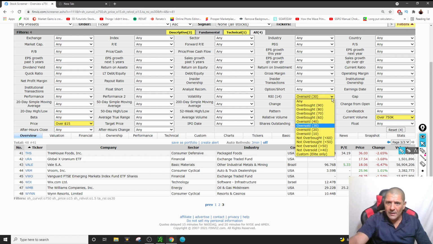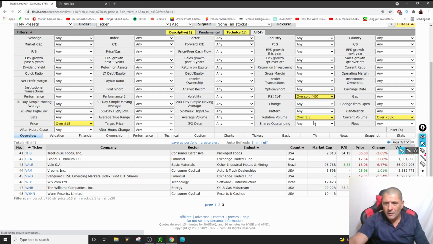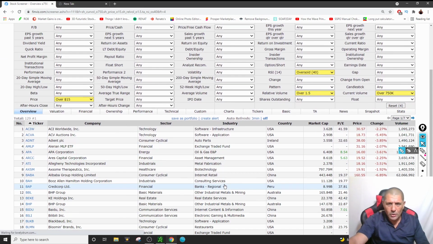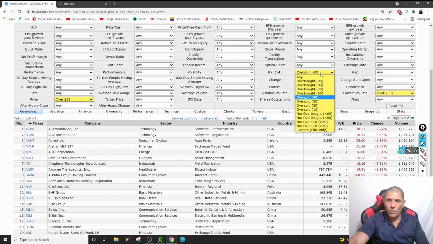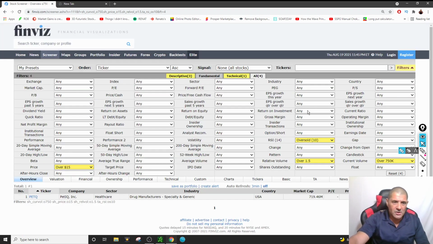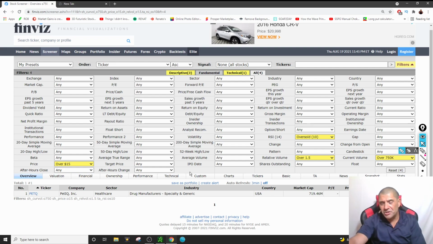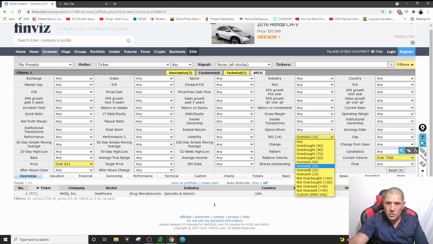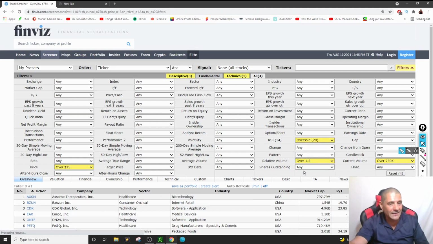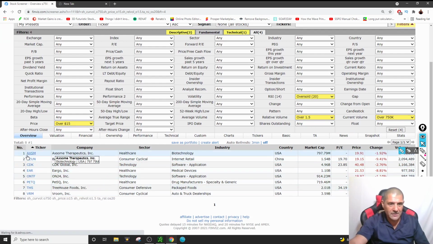Now, right here, you can go to oversold 40, and you're going to find more companies. Or if you go even lower, you're just going to find fewer companies, that have more chance to go up, at oversold 10. Oversold 10 is really oversold. Oversold 20 is slightly less, so you have 8 companies.